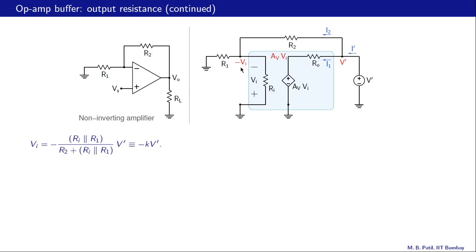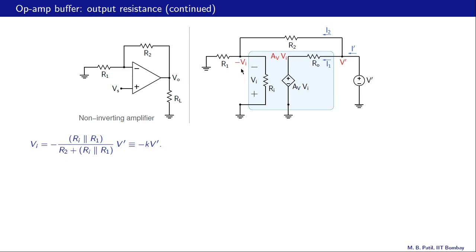Now this voltage minus Vi can be related to V prime when we realize that this R1 and Ri are actually in parallel. So from this node we have two resistances going to ground, R1 and Ri. So they are actually in parallel. So we have a single resistance R1 parallel Ri going to ground from this node. And once we figure that out, we can obtain this node voltage.